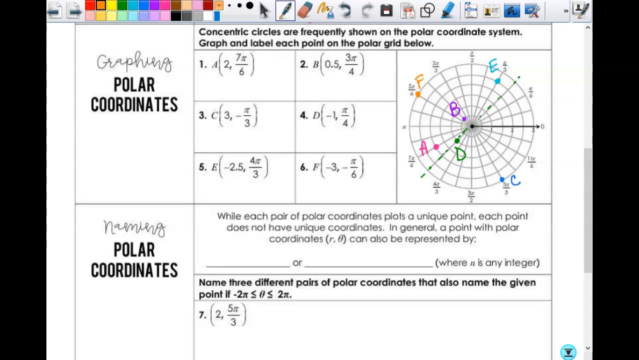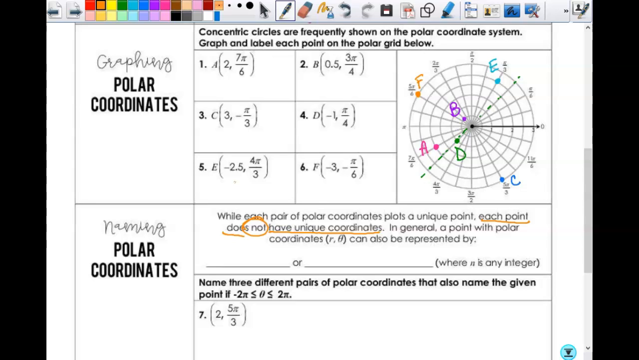Yes? Okay. So now this next set of things is one of those wording things which can seem a little wacky at first, but it says, while each pair of polar coordinates plots a unique point, each point does not have unique coordinates. So what that means is, just like when we plotted these points, there's only one place that I can plot this point. That's it. When I plot that, it's there. That's the only right answer.